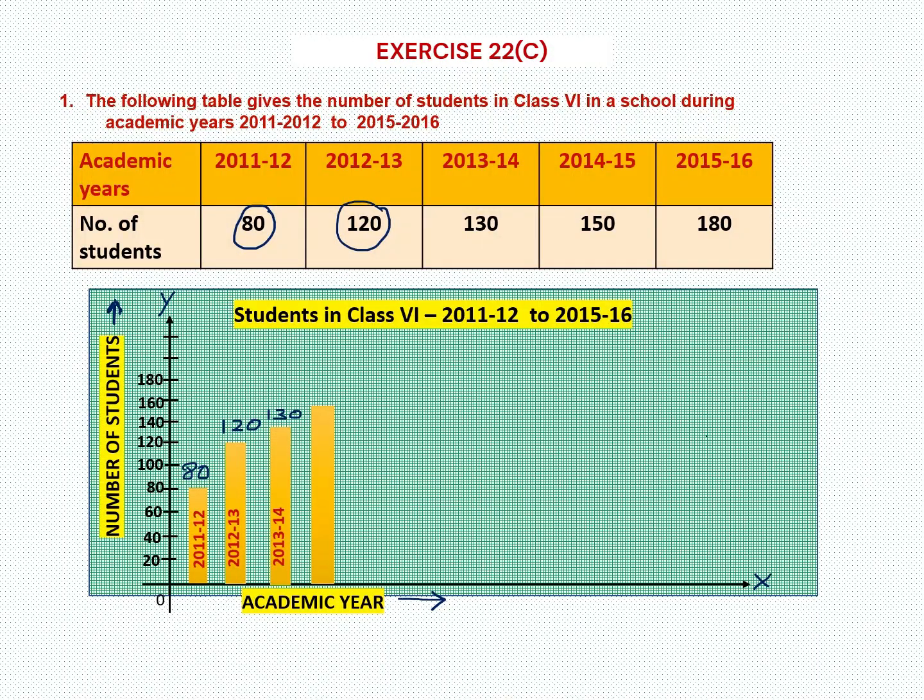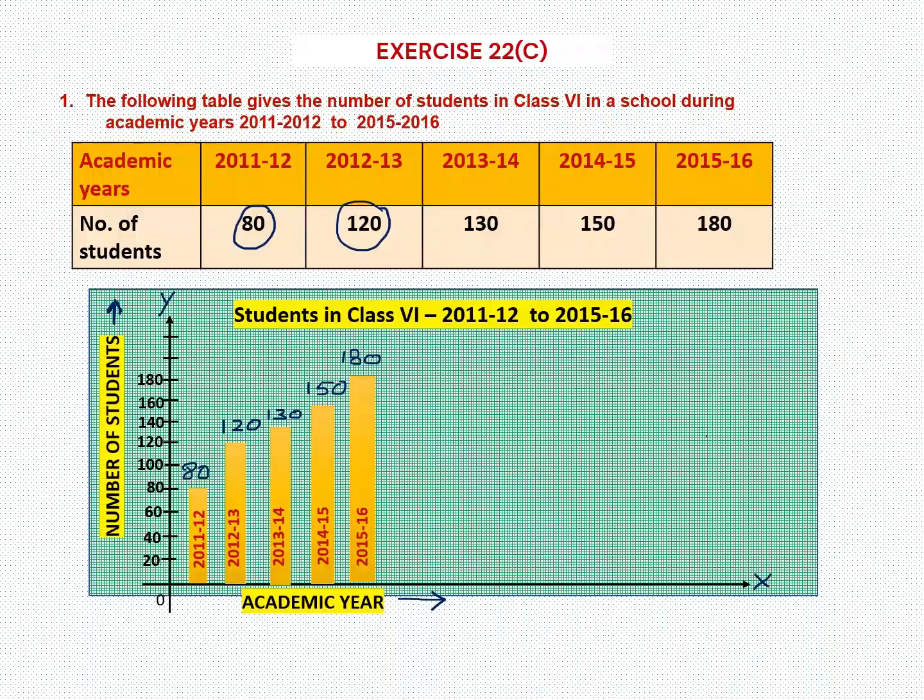130 is between 120 and 140. So this is 150. And we have one more bar, that is the last one, which goes up to 180. And this is for the academic year 2015-16. So we have drawn all our rectangular bars. We've completed the bar graph.